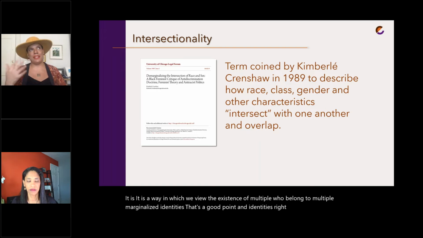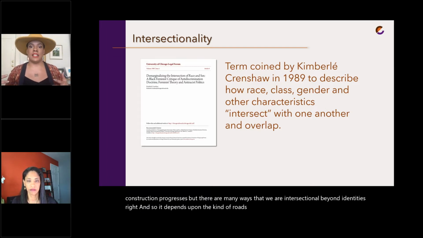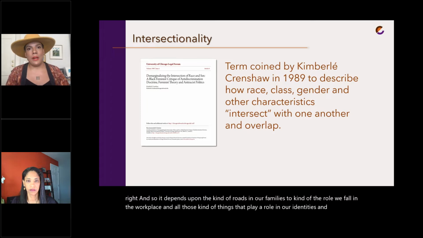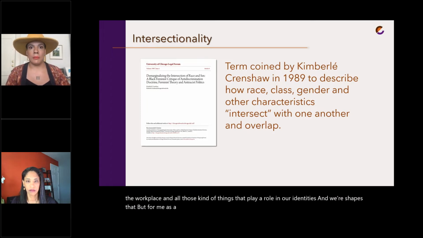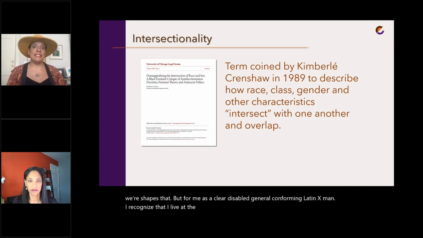I know we'll talk about this a little bit later as the conversation progresses, but there are many ways that we are intersectional beyond identities, right? It depends on the kind of role we play in our families, the role we fall in at the workplace, and all those things play a role in our identities and what shapes that. But for me, as a queer, disabled, gender non-conforming Latinx man, I recognize that I live at the intersection of multiple identities that are sometimes in conflict with each other.